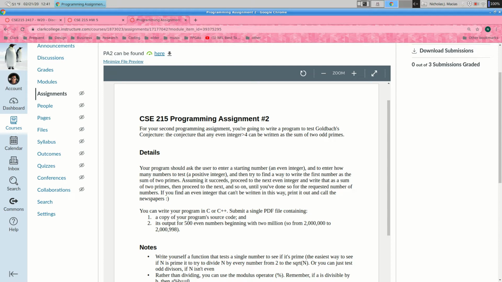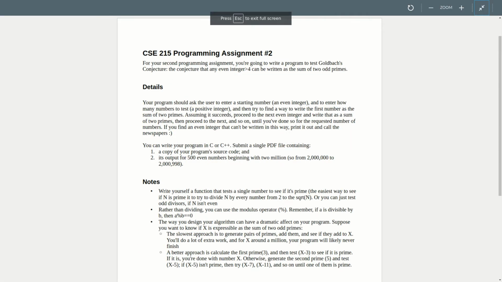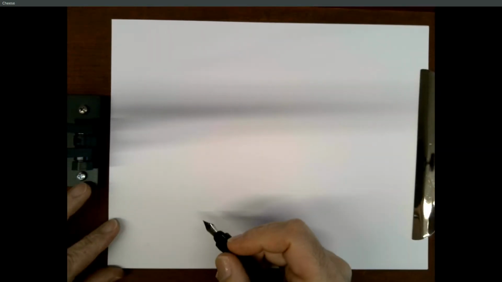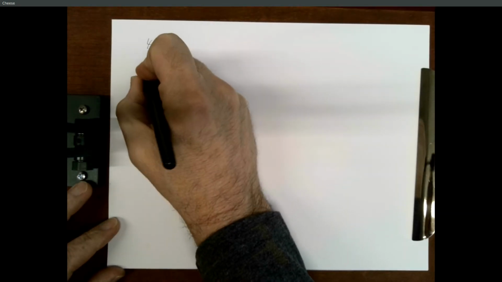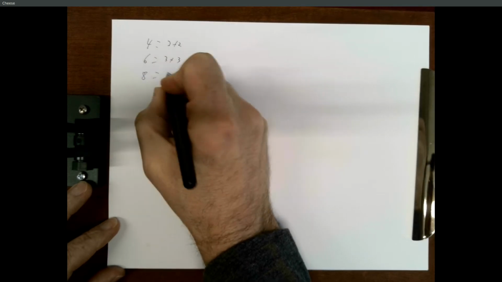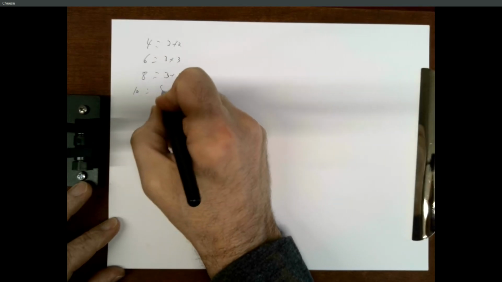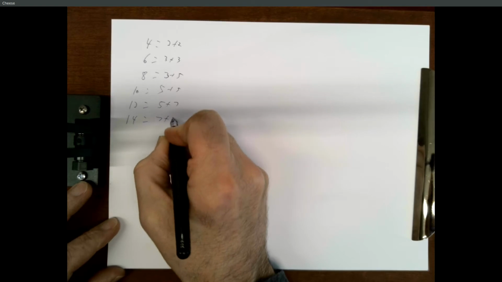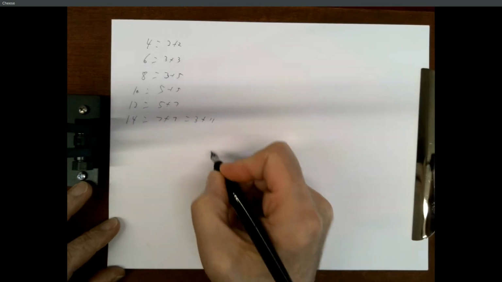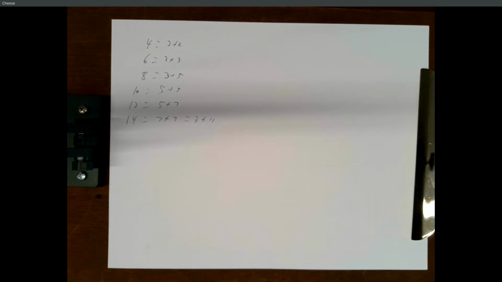Okay, so let me talk about the goal of PA2, and then we'll talk about strategies for doing it. So it turns out that if you think about even numbers bigger than 2, right? 4 can be written as 2 plus 2. 6 is 3 plus 3. 8 is 3 plus 5. 10 is 5 plus 5, 12 is 5 plus 7, 14 is 7 plus 7. It's also 3 plus 11. What I'm doing here is writing down each of these even numbers as a sum of 2 primes.